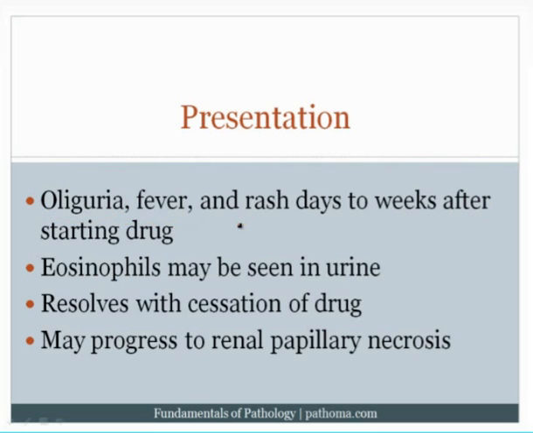One of the very high yield, almost pathognomonic findings of acute interstitial nephritis is that eosinophils will be present, and those eosinophils may be seen in the urine. Of course, this is a hypersensitivity reaction, so it will resolve with cessation of the drug. However, it can progress to renal papillary necrosis, where the papillae of the kidney actually necrose.